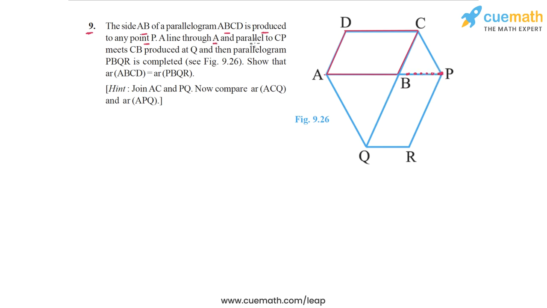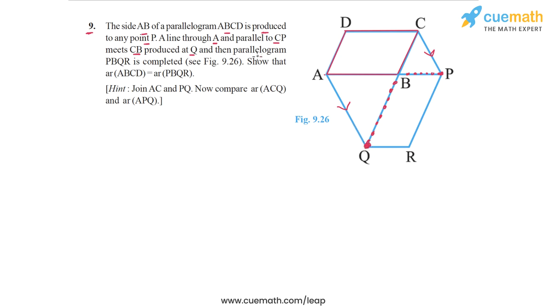A line through A and parallel to CP meets CB produced at Q. So let's understand this. A line through A and parallel to CP. So CP is this side. So C and P are joined to get CP. So a line through A is drawn parallel to CP like this, and it meets CB produced. So CB is also produced, extended. Produced means extended. So CB is also produced like this, and this AQ, which is parallel to CP, meets this extended CB line at Q.